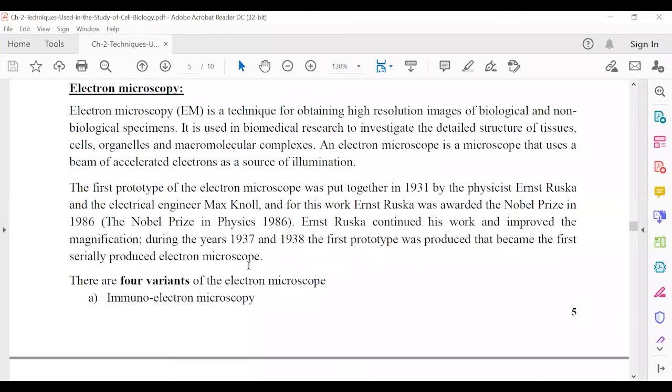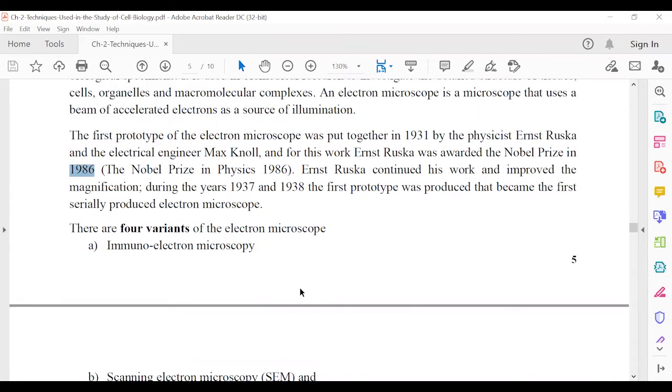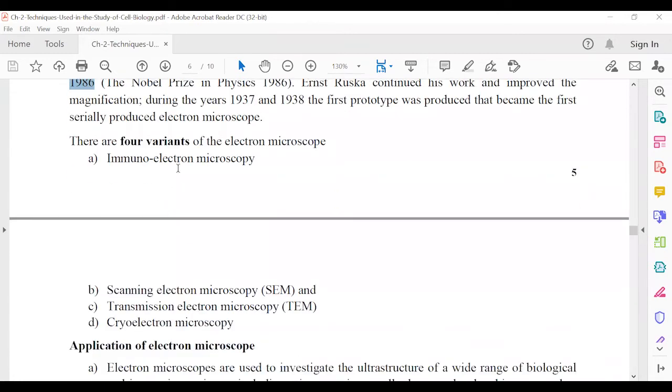Some history found for the invention and name coined for electron microscopy. The first prototype of the electron microscope was put together in 1931 by physicist Ernest Rutherford and electrical engineer Max Connell. For his work, Ernest Rutherford was awarded the Nobel Prize in 1986 for the invention and full description of electron microscopy. We found 4 variants of electron microscopy: immunoelectron microscopy, scanning electron microscopy, transmission electron microscopy, and cryo-electron microscopy.